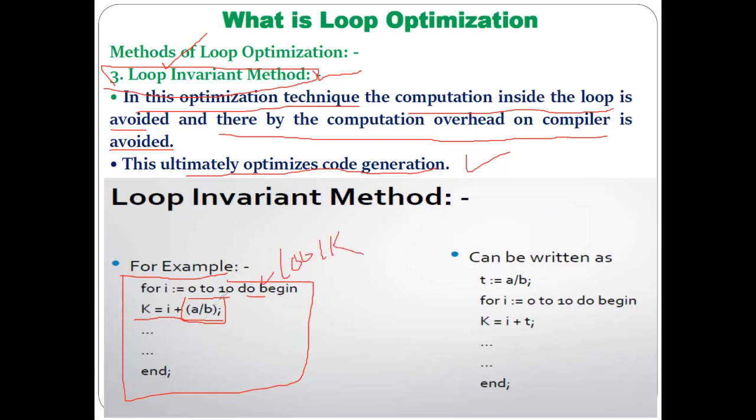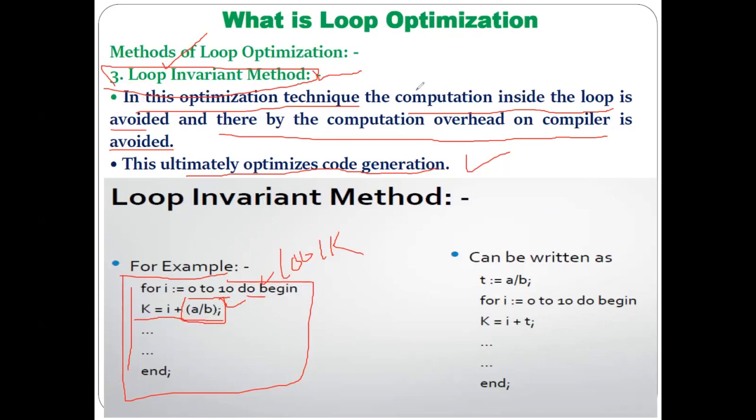Still, this a divided by b value will not be changed, because in this loop there is nothing which is changing the value of a divided by b. So moving this loop invariant code outside the loop is called the loop invariant optimization technique. Same thing is mentioned here.